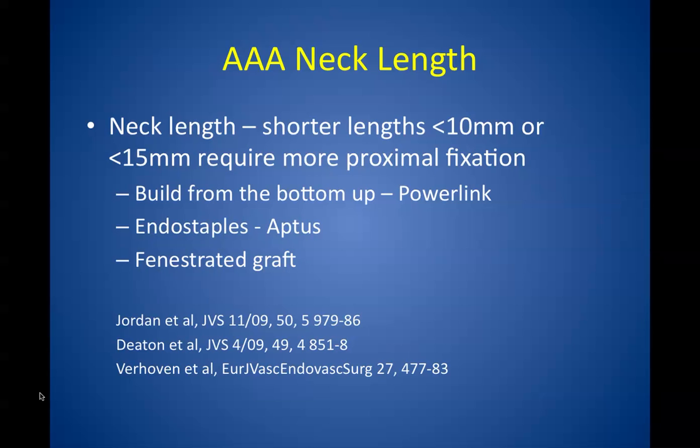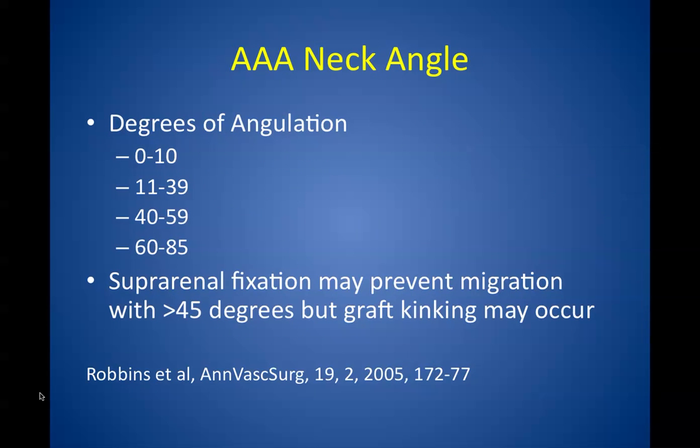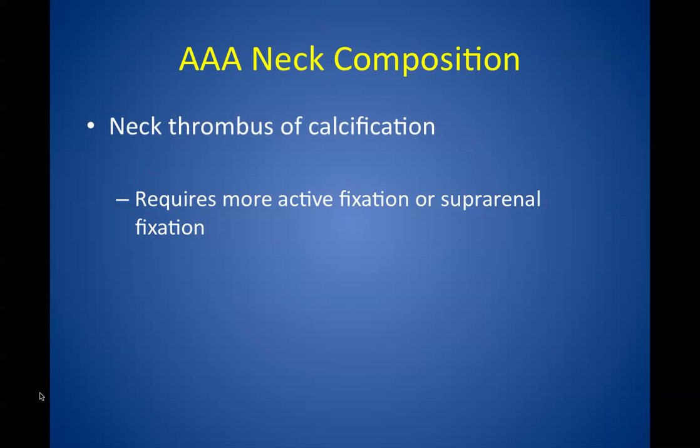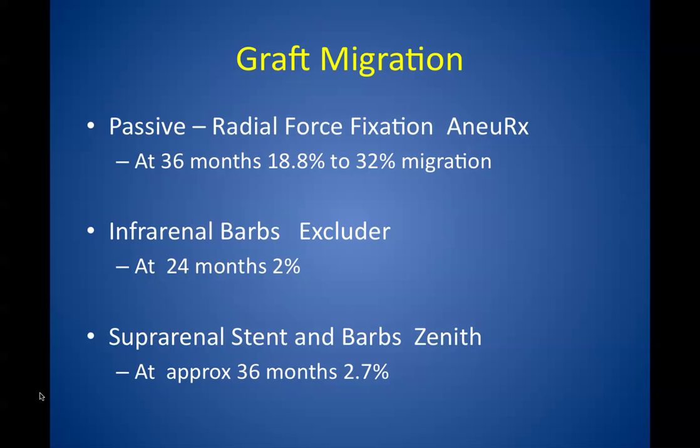Neck length. Shorter length needs better proximal fixation. There's no doubt about it. Options: build from the bottom up, use an endostaple, a fenestrated graft. Angulation depends on what you want to believe and what you want to read. The IFUs say 60 degrees. There are people who believe you can get angulated with proximal fixation up to 80 degrees, but you get quite a bit of kinking that occurs. This shows you some of the kinking that can happen, but the graft is still patent. Neck thrombus or calcification, more active fixation or suprarenal fixation.